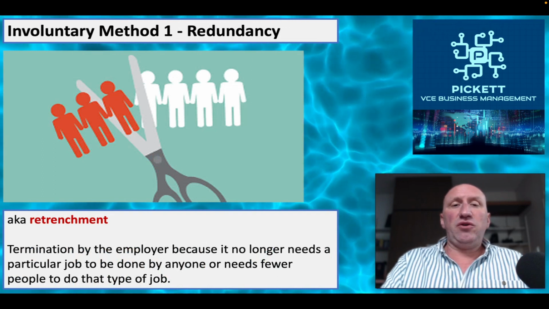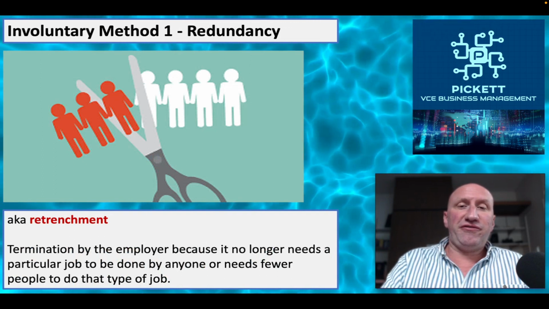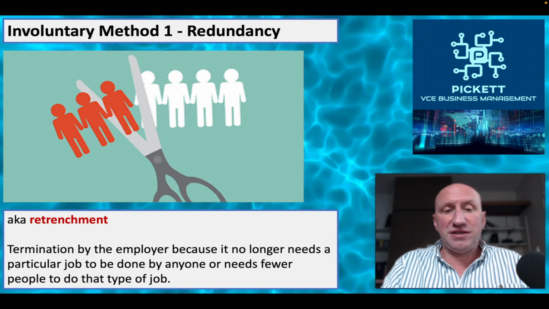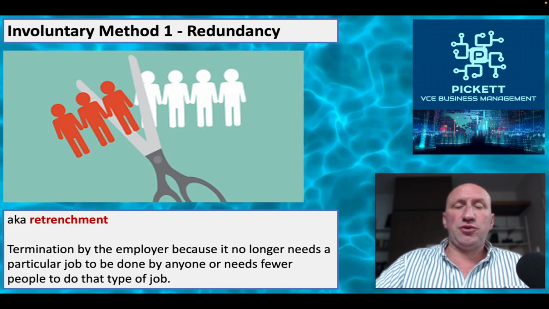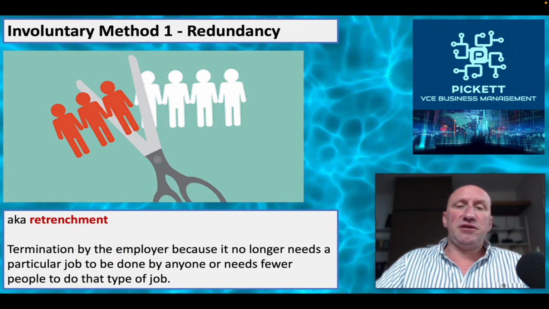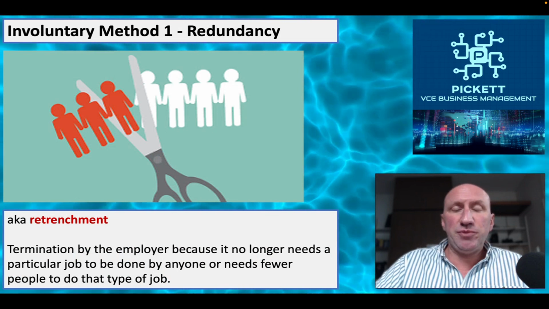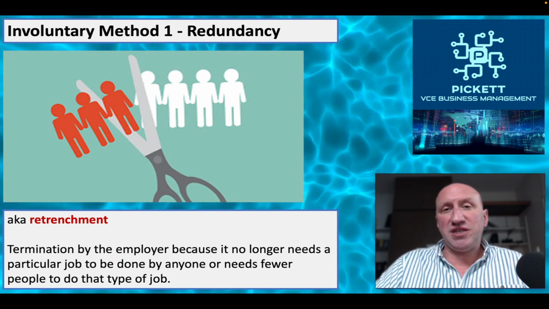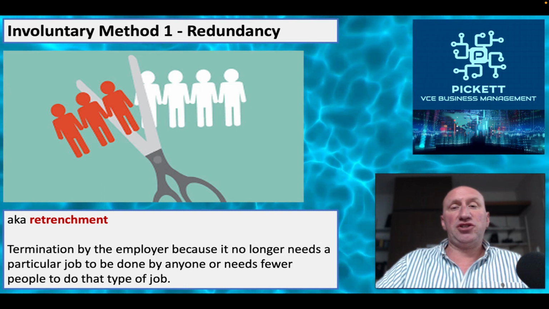All right, so moving on to involuntary. The first type was redundancy. First off, just to put out there that another term for redundancy is retrenchment. So you can make employees redundant or you can retrench them.